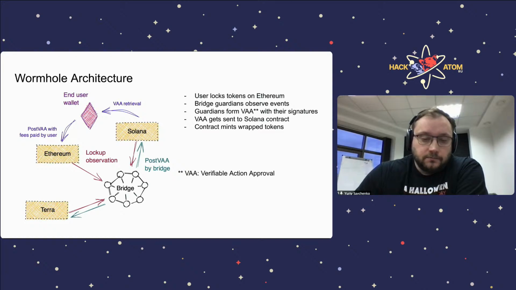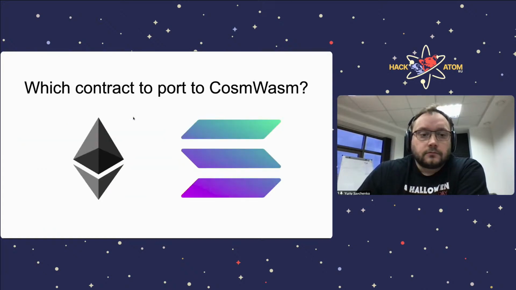VAA stands for verifiable action approval. Nothing to explain here. It's a command to the receiving side that comes with the signatures of the guardians. So the VAA comes from one blockchain, it is verified by the guardians, and with the signatures, it gets sent to the Solana contract. Then the contract mints the wrapped tokens.